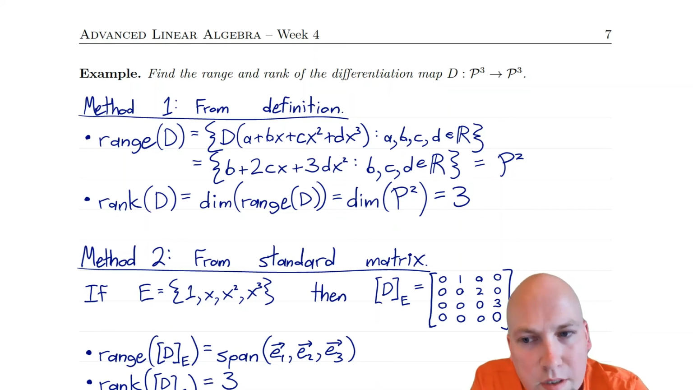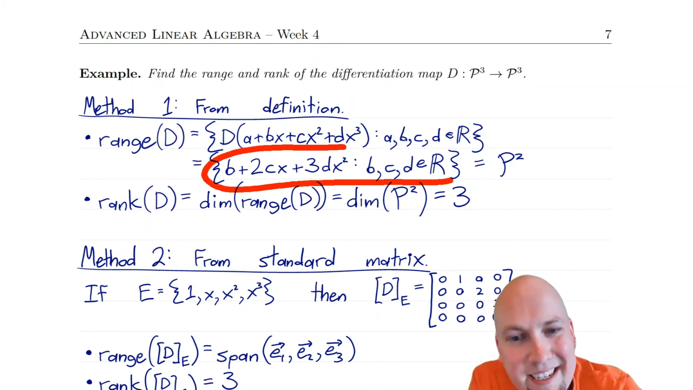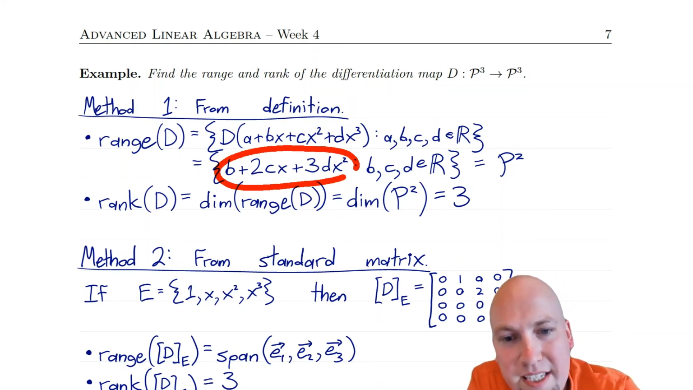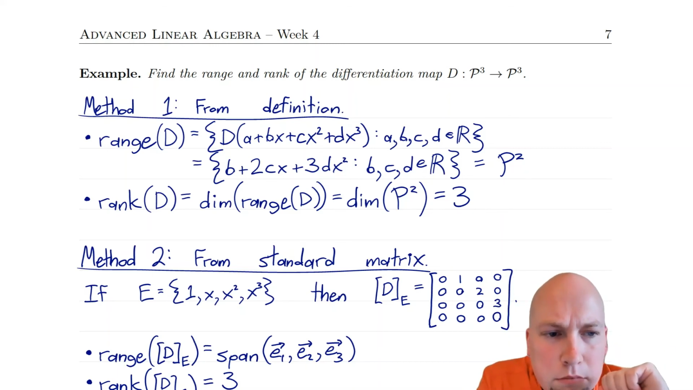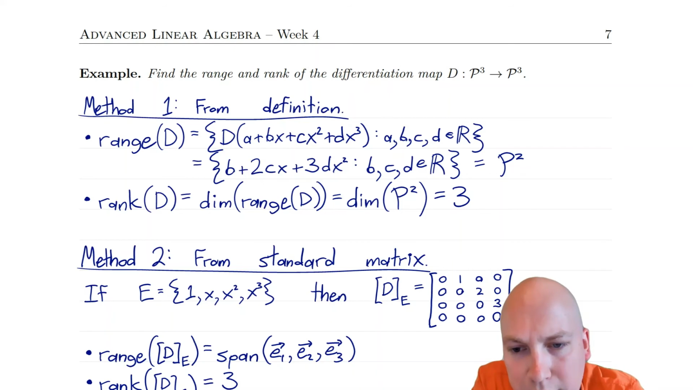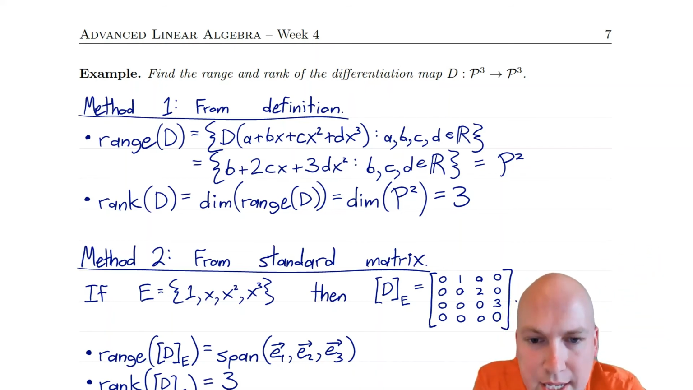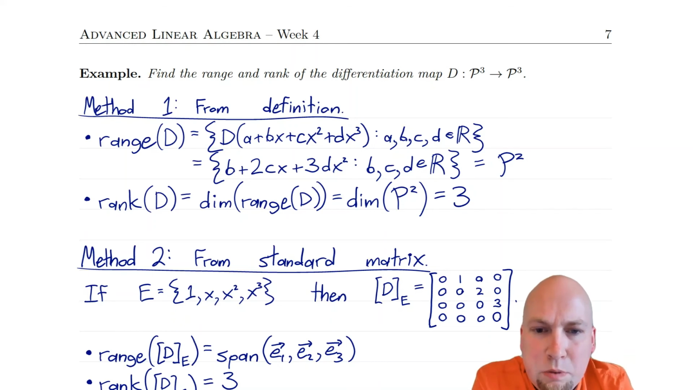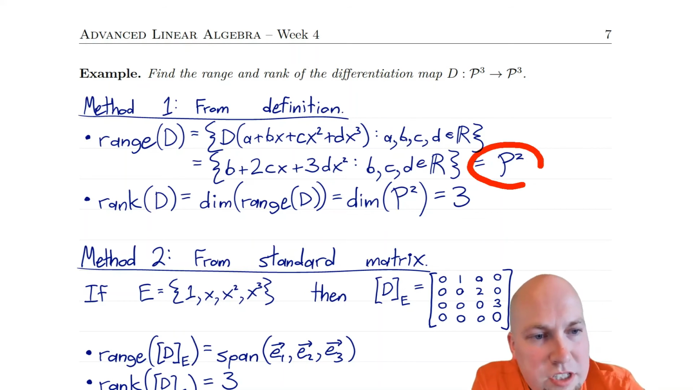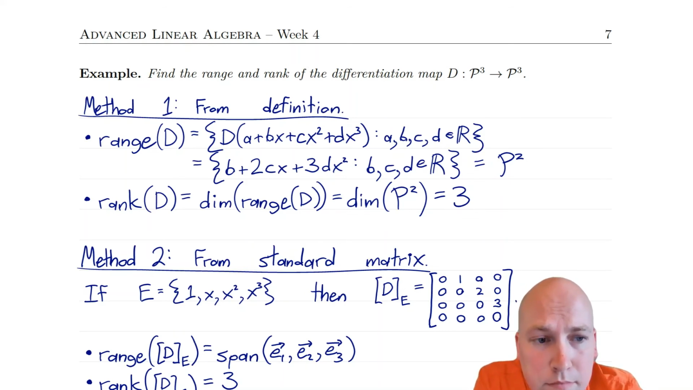So the range is this set here. It's the set of all polynomials of this form. But what polynomials can be written in that form? Every polynomial of degree less than or equal to 2 can be written in that form. The coefficients are kind of weird here because it's 2c rather than just c, and 3d rather than just d, but every polynomial of degree less than or equal to 2 can be written in that form. So the range of the derivative linear transformation is just P2, the set of polynomials of degree less than or equal to 2.